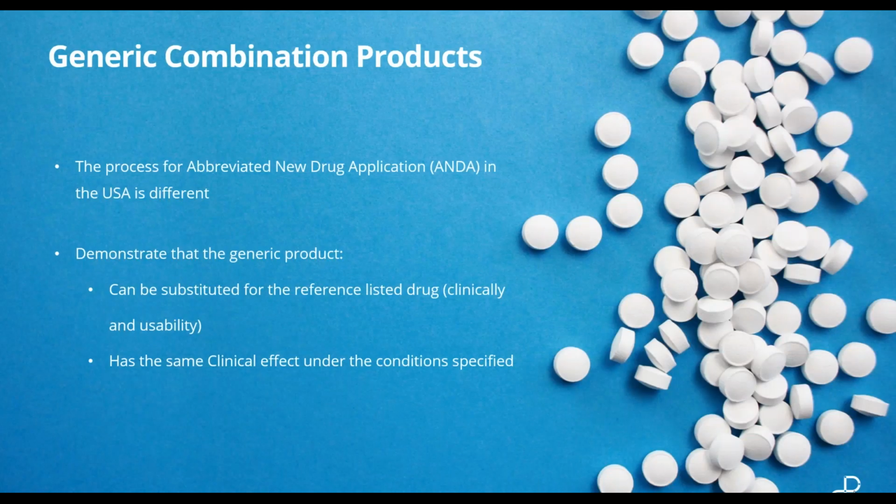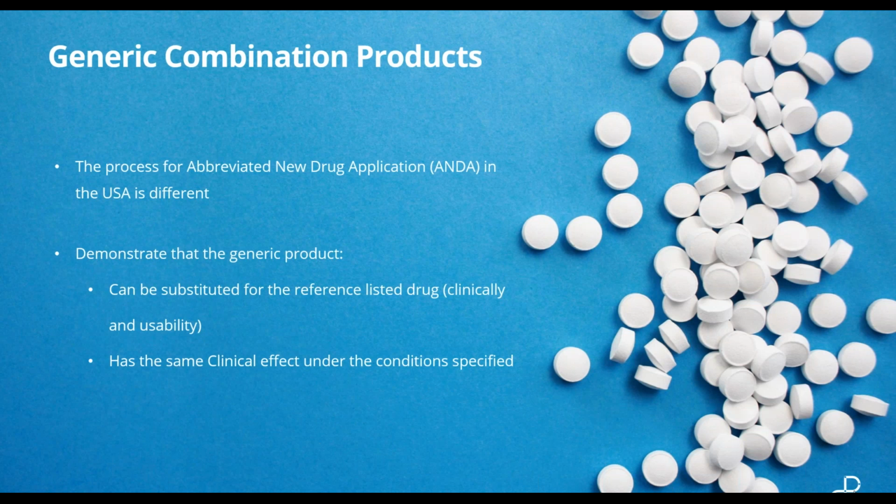And then just a note on generic combination products. So in the US, the process is slightly different for an ANDA, because what you're actually demonstrating for that is that your generic product can be substituted for your reference listed drug, both clinically and usability wise, and that it has the same clinical effect under the condition specified.